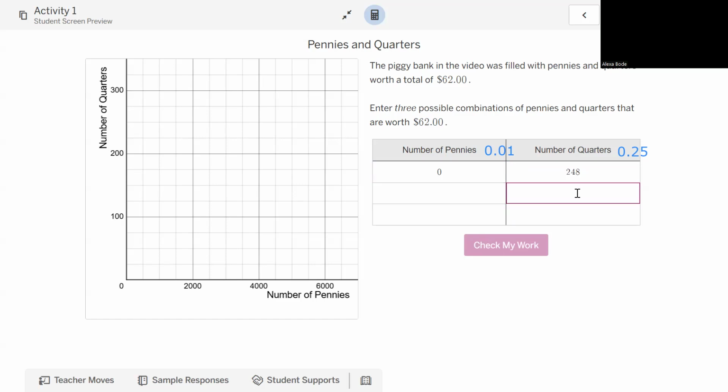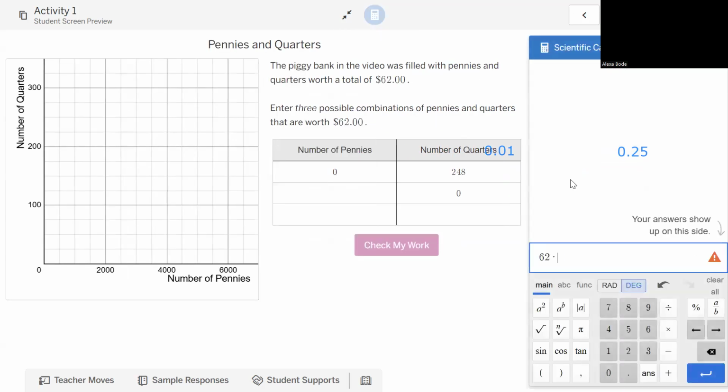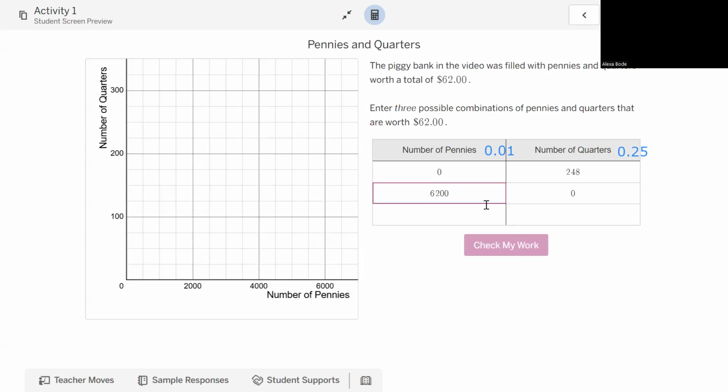But we could also check, what about if there was 0 quarters? Well, we know that pennies are only 1 cent or 1/100th of a dollar. And we know that there are 100 pennies in a dollar. So if all $62 were in pennies, there'd be 100 pennies times $62. That's 6,200 pennies. It's a lot of coins, but in just pennies, that is $62.